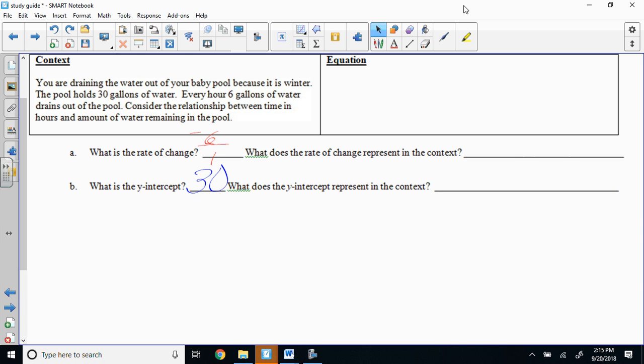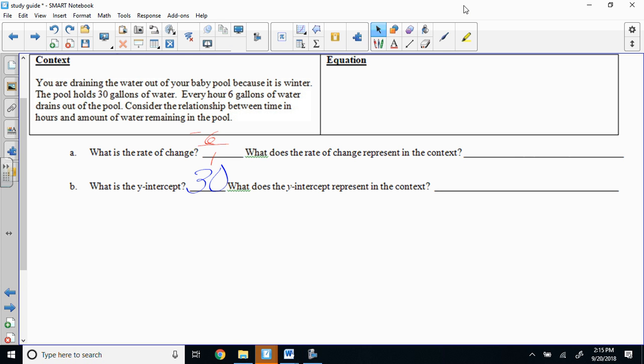Okay? Y'all with me? So we're good on that? Do you understand what it means by the y-intercept representing in the context? What does the y-intercept represent in the context? How much they started with before what? Started leaking, right? In the beginning, we had 30 gallons. In the beginning, time equals what? 0, right? So you got to make sure you understand that.